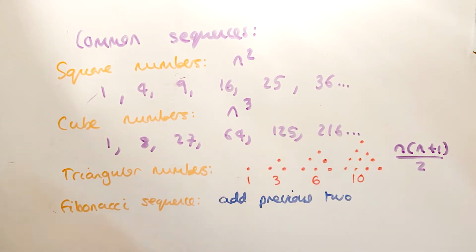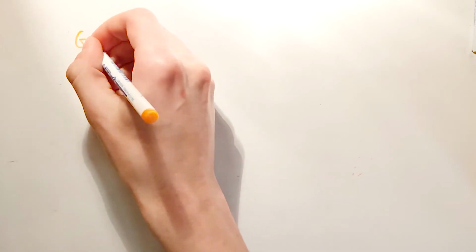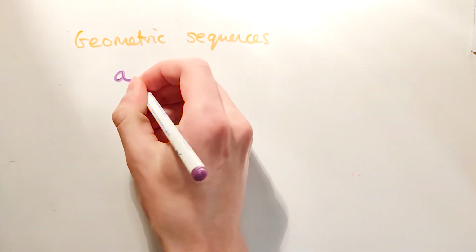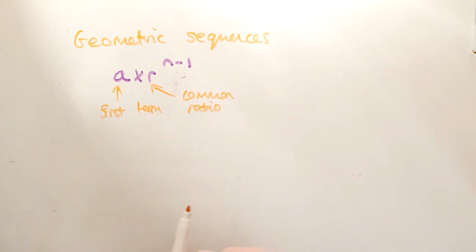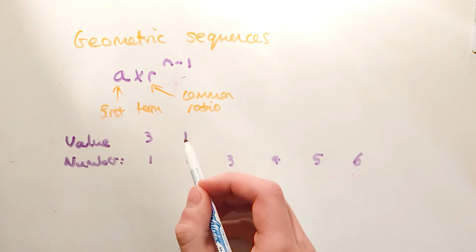Finally, the Fibonacci sequence, which is a sequence made up by adding together the previous 2 numbers to get the next. The first 2 terms are both 1. A geometric sequence is the technical name for a sequence that has a term-to-term multiply rule. It has an nth term expression in this format. A is the first term and r is the common ratio.